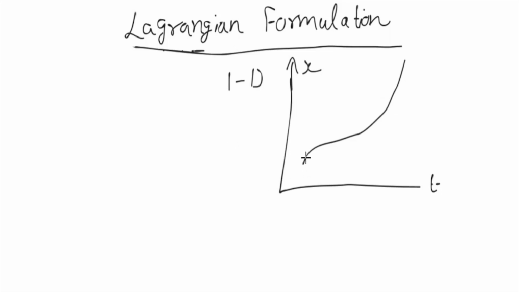The initial conditions of this problem are the position and the velocity. Suppose this time is t naught and this distance is x naught. So the initial coordinates will be x naught and t naught. If you know the position and velocity, what do you need? The position x and the velocity x dot.